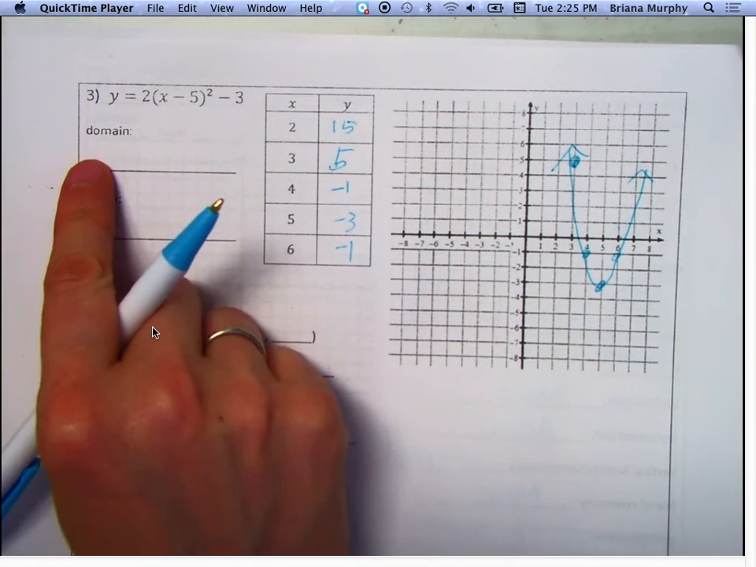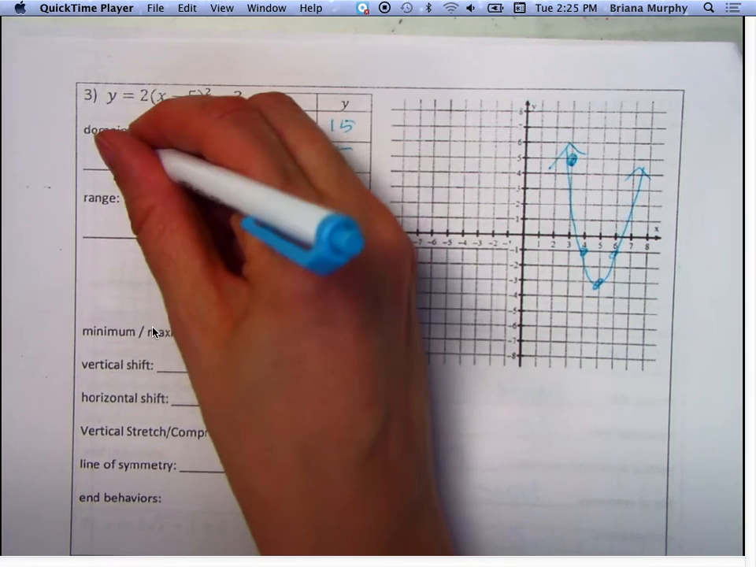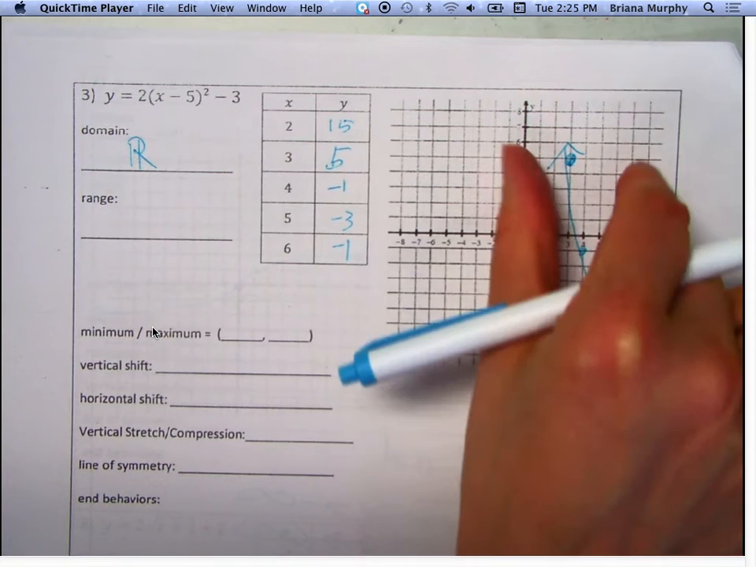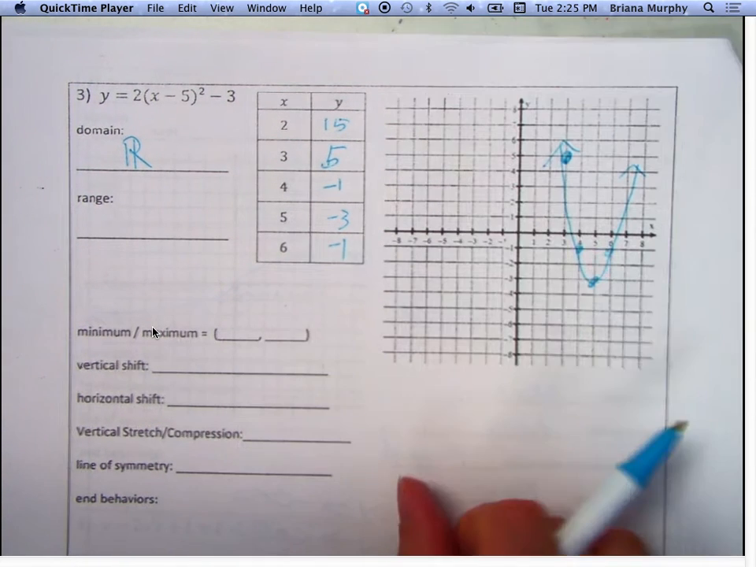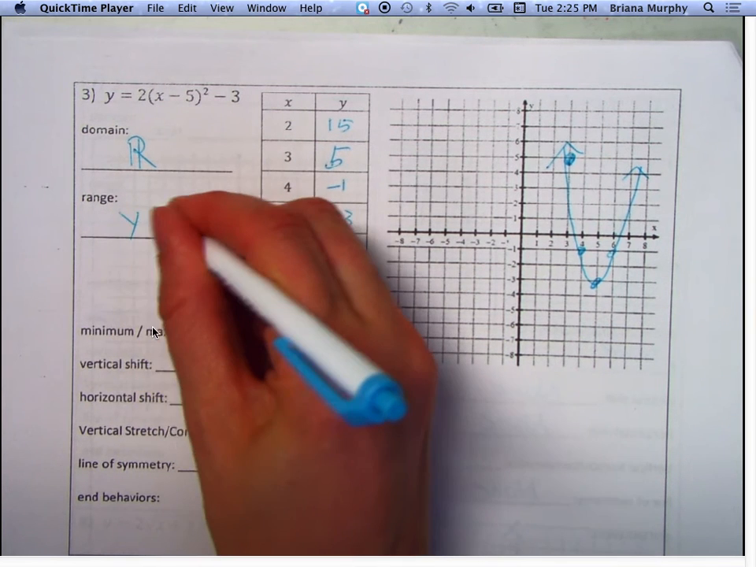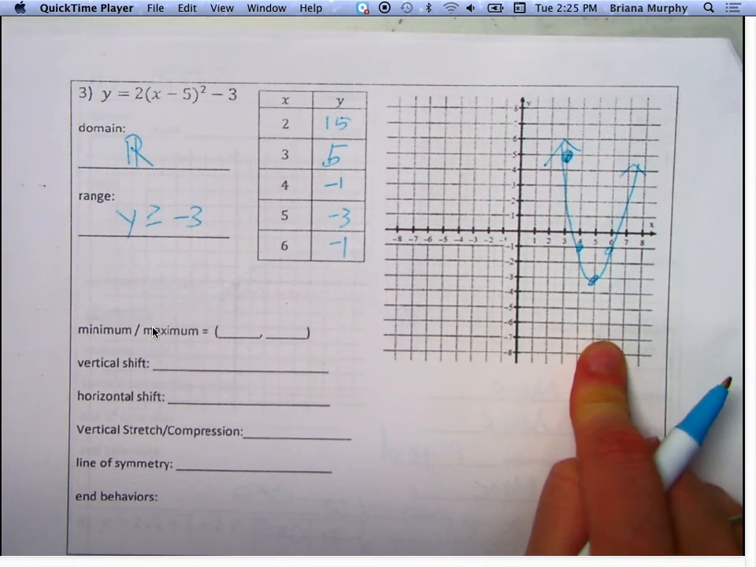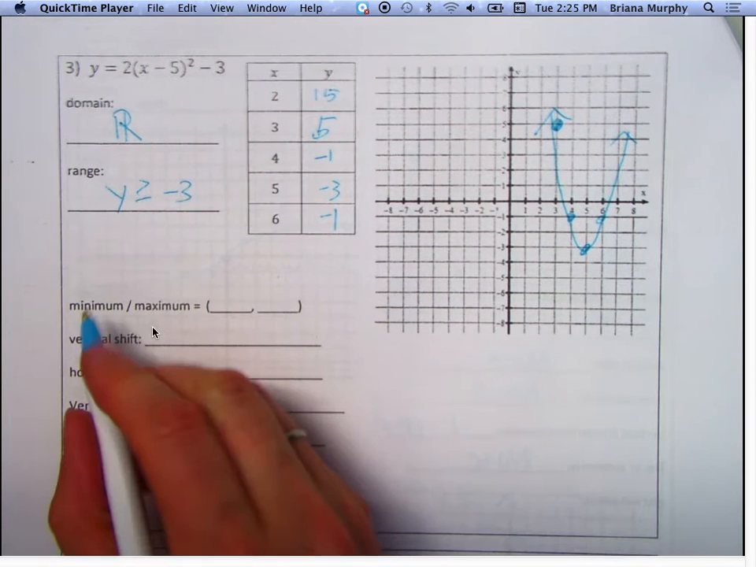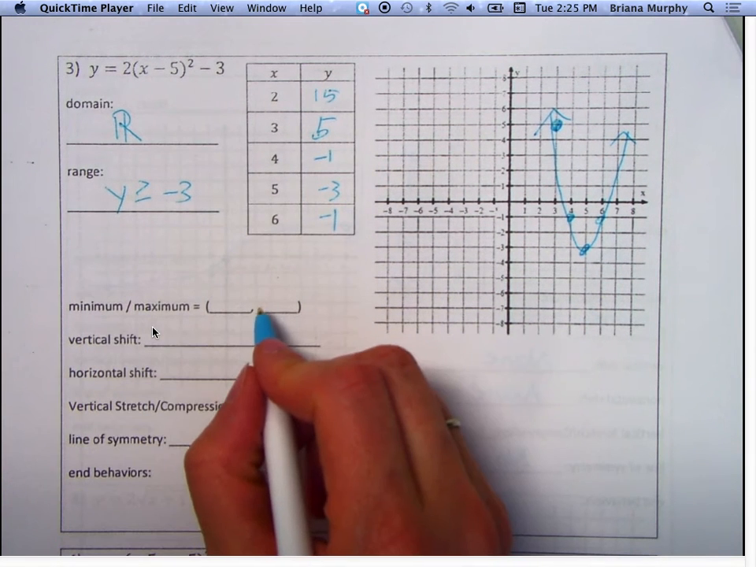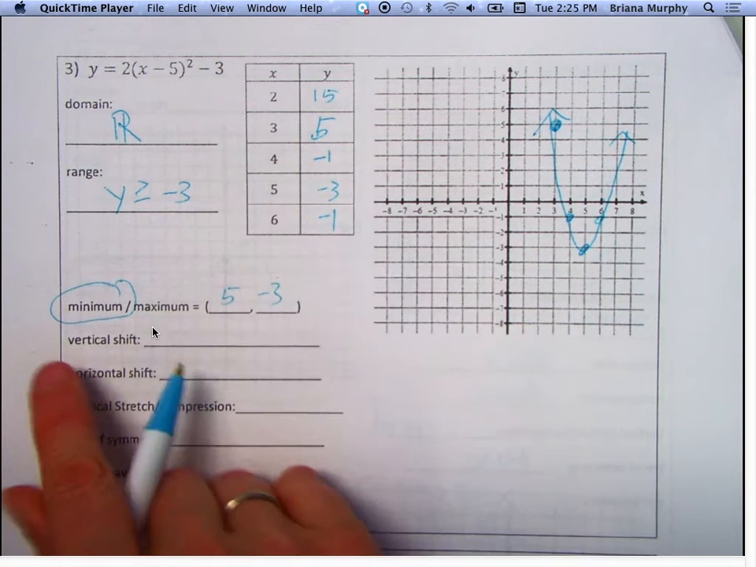What's my domain going to be, guys? All real numbers. It's going to keep going out and out as it goes up. Okay? What's my range here? Y is greater than or equal to -3. It can't go below that. There's nothing down here. Do I have a maximum or a minimum? Minimum, and what's my minimum? 5, -3. Good.